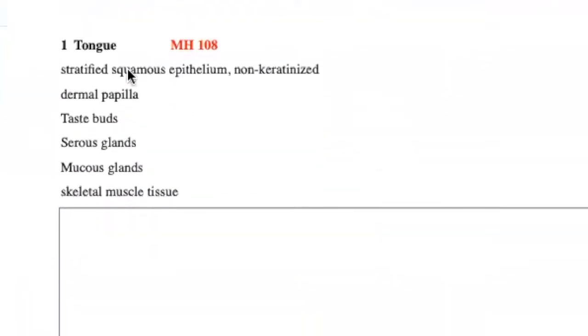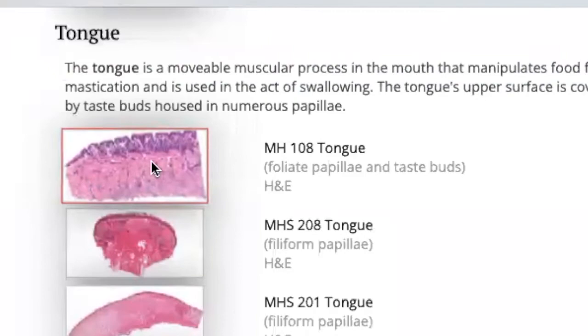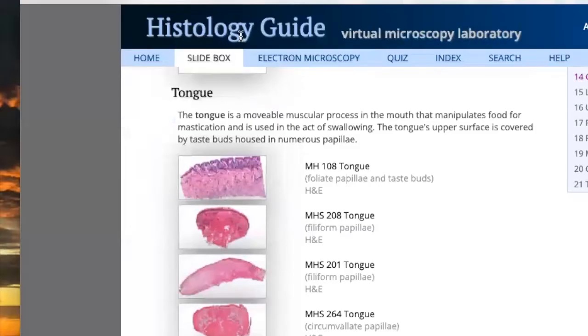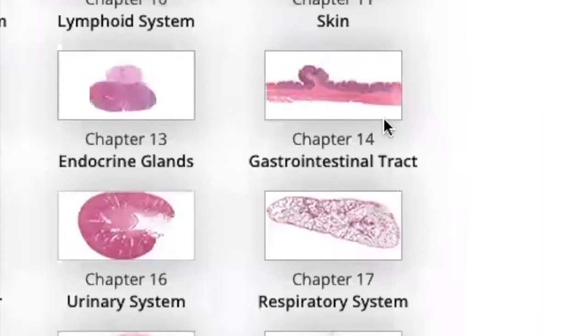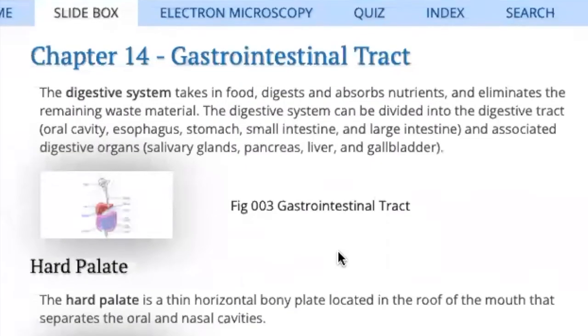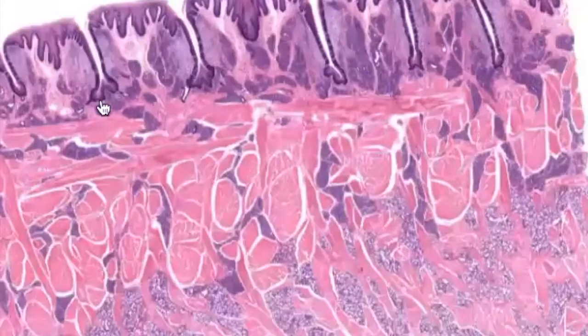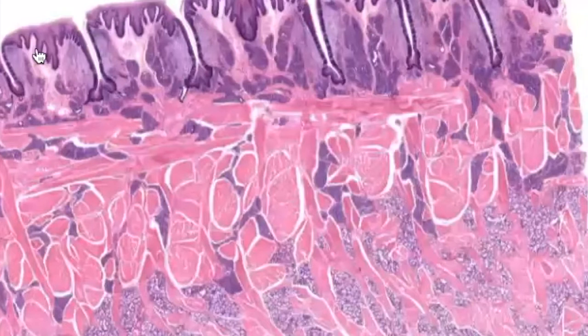So first, we're going to start off in the mouth. I just thought the tongue is interesting. Over here, this is MH108. Again, everybody knows at this point, histology guide, slide box, chapter 14 is where everything is. All right, so we're going to the first one, MH108. And this is a cross section of the tongue, right?